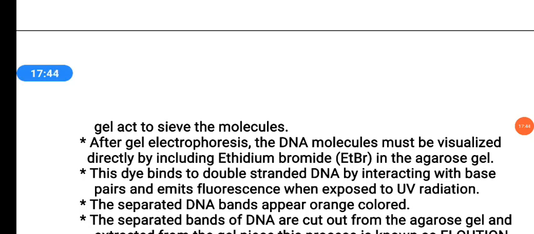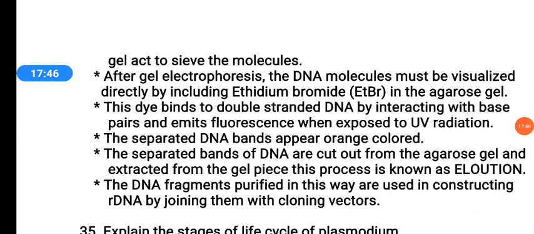After gel electrophoresis, the DNA molecules must be visualized directly by including ethidium bromide in the agarose gel. After the gel electrophoresis process, we visualize the DNA molecules by adding ethidium bromide to the agarose gel. This ethidium bromide is a dye that binds to the double-stranded DNA by interacting with the base pairs and emits fluorescence when exposed to UV rays.